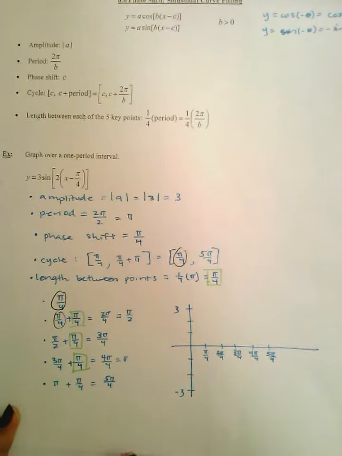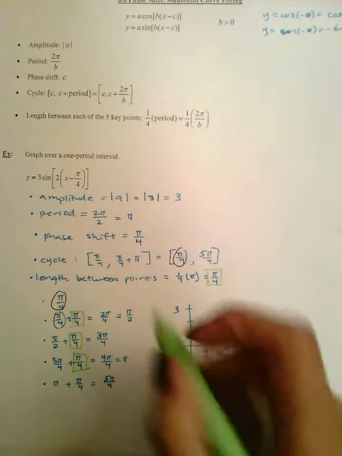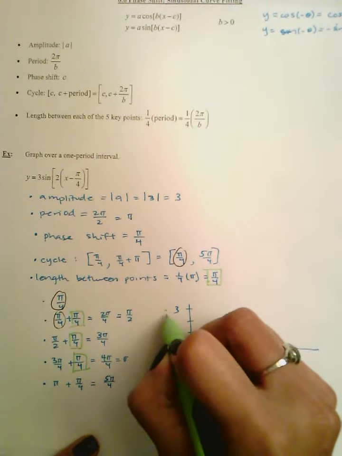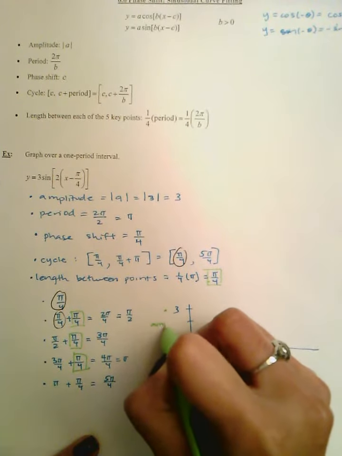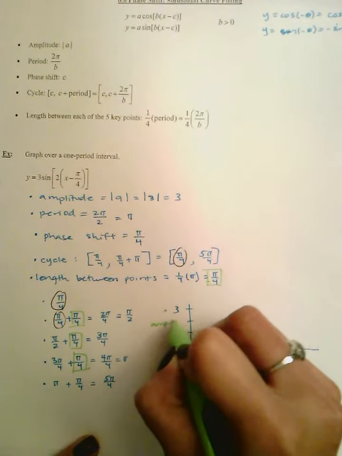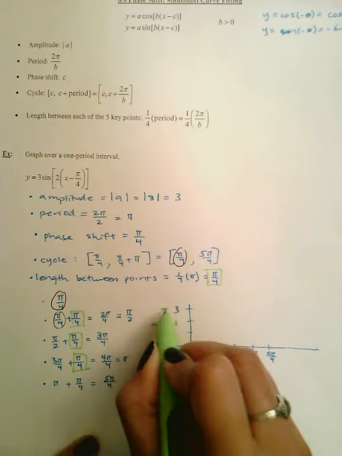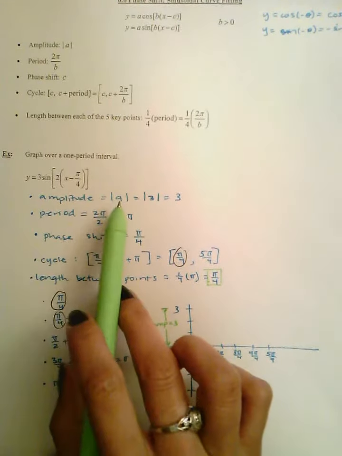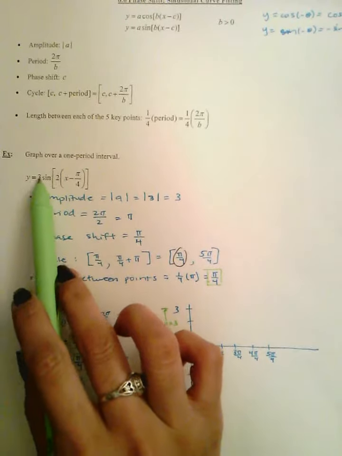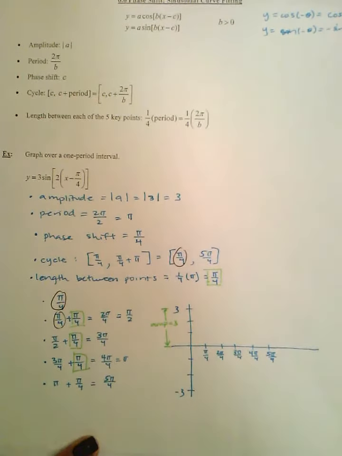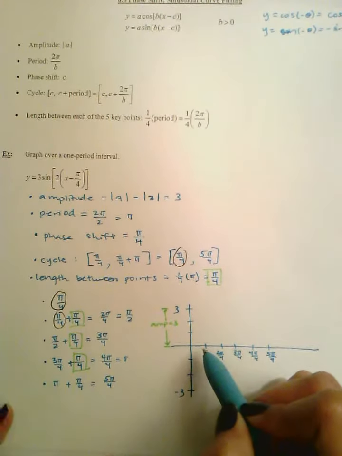So let's go ahead and graph, and let me actually label this for the amplitude. So we know that the amplitude is equal to 3 because that's the distance between the top and the bottom, and we know that because the absolute value of A was equal to the absolute value of 3, which was equal to 3. Alright, so again, I know that my starting point is at pi over 4.